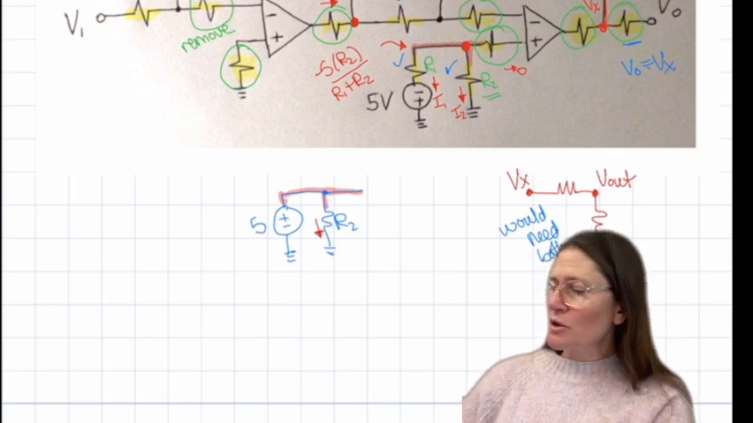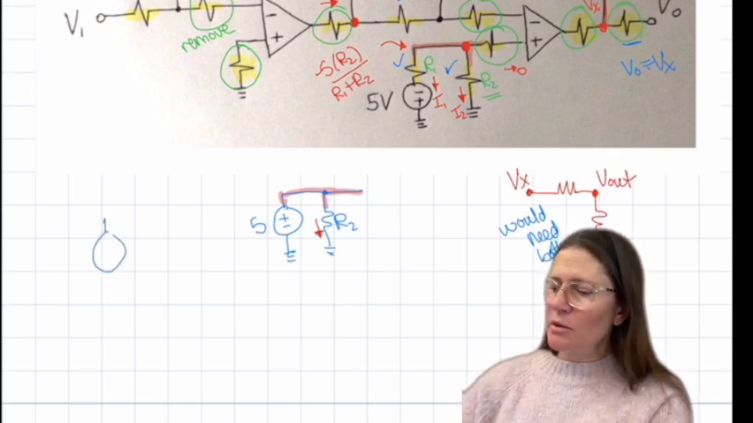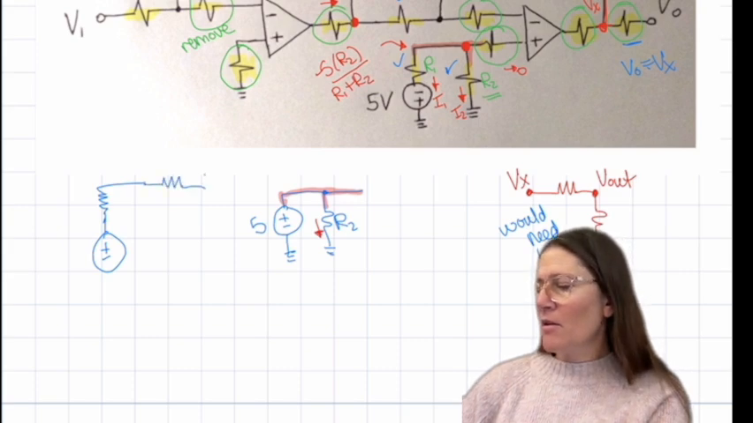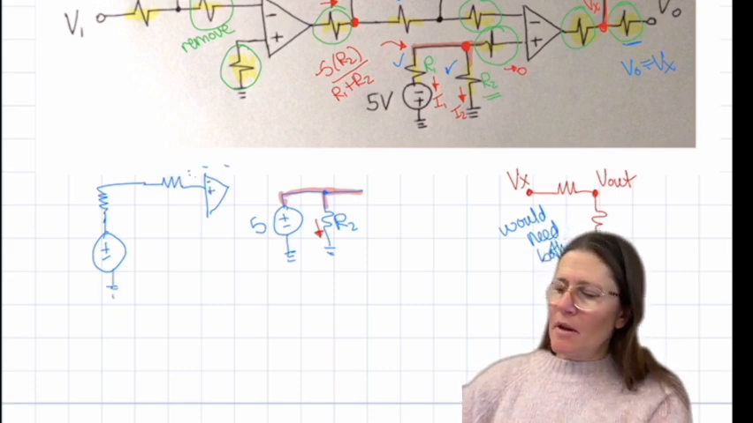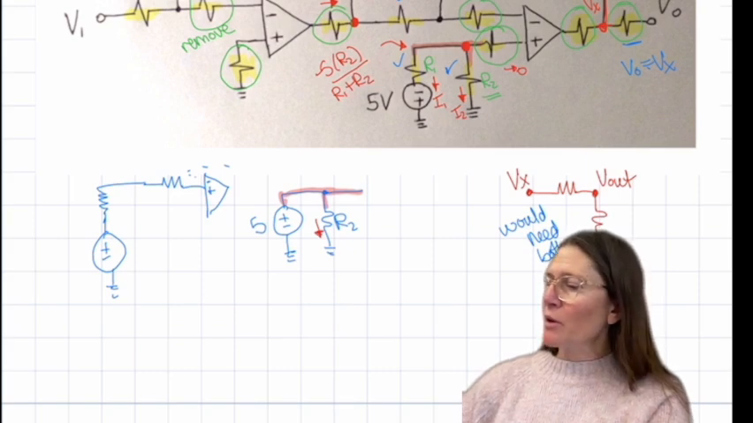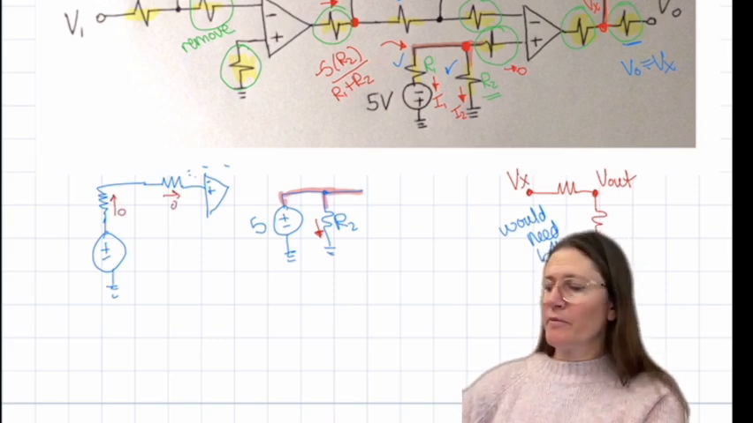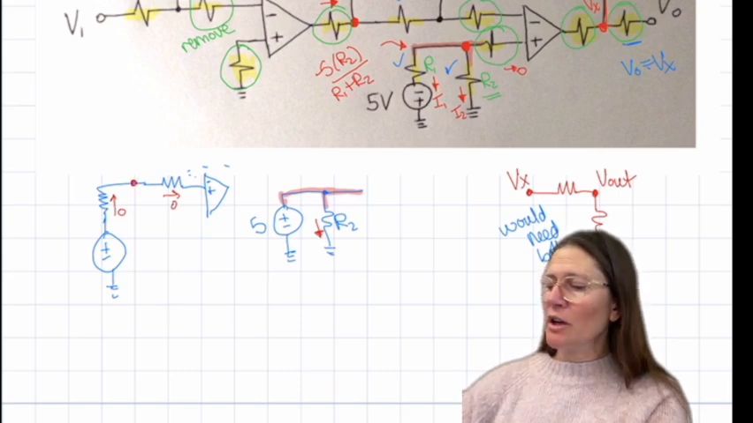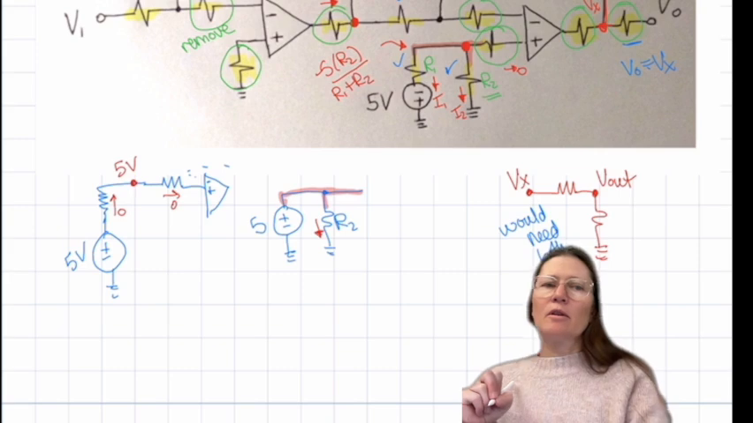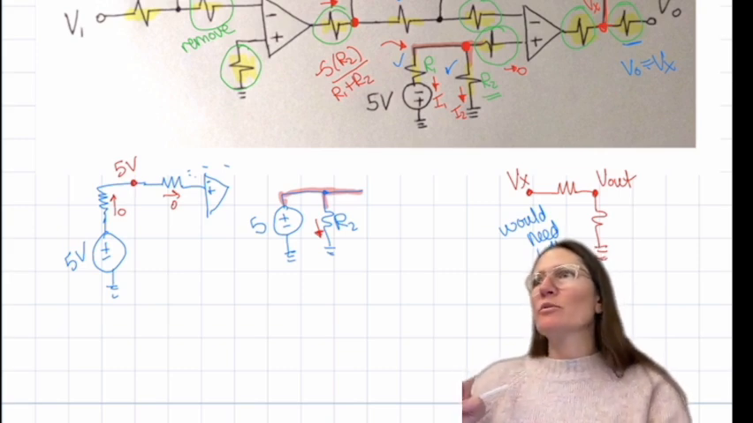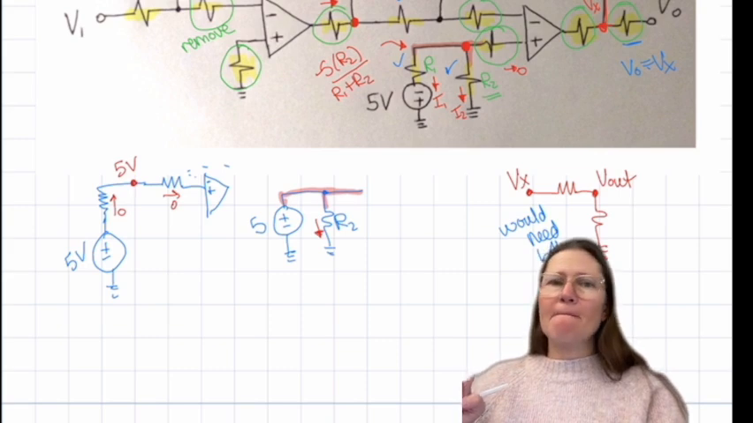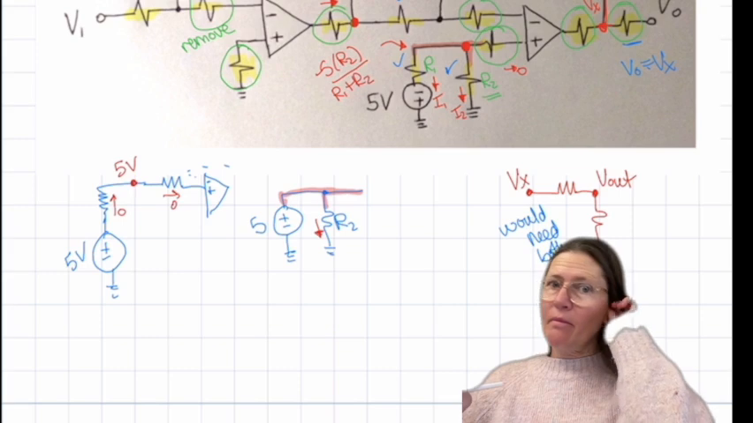If I removed R2, that circuit would look like this. Go in the positive side. And now there's no current flowing through it because, oh, okay, you removed the other path. Yeah, so the voltage here again would be 5 volts. So that's why you can't remove either one. Does that make sense?